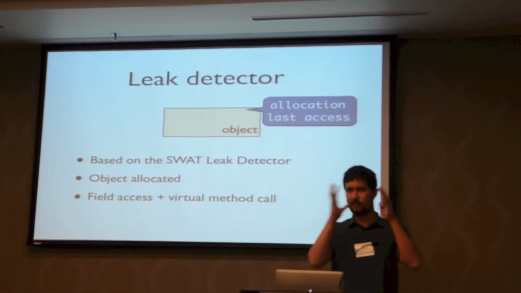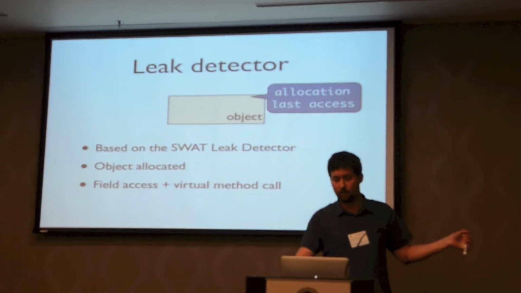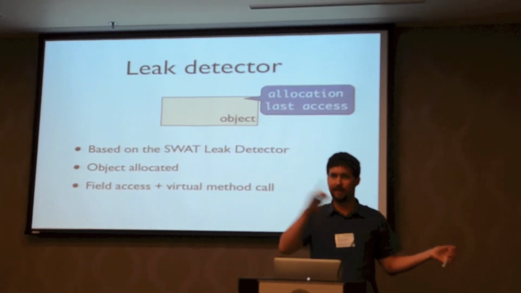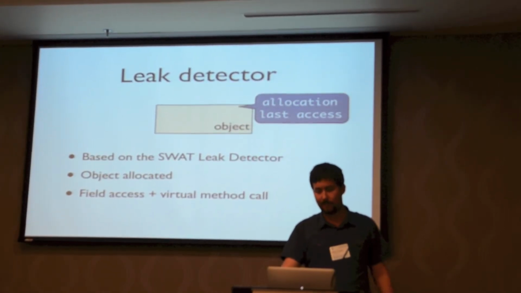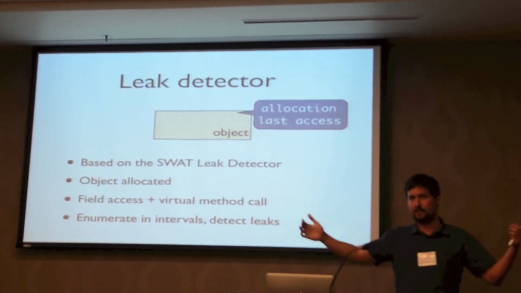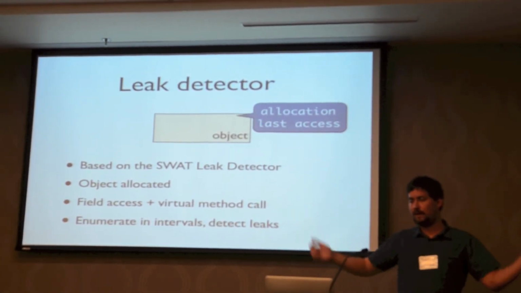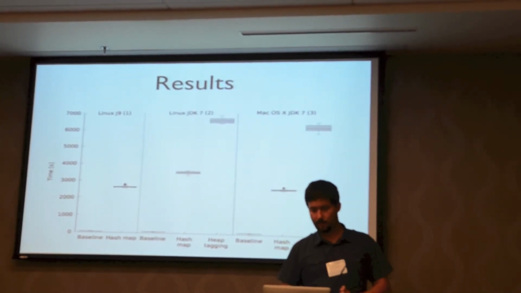So whenever an object is created, you store the object creation time. Whenever a field or a virtual method is invoked on this heap object, you store the last access time. And finally, at intervals, you go over this list of all objects and you find the memory leaks based on some predicates.